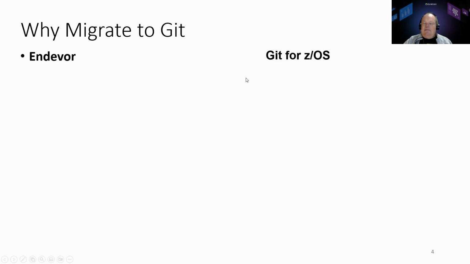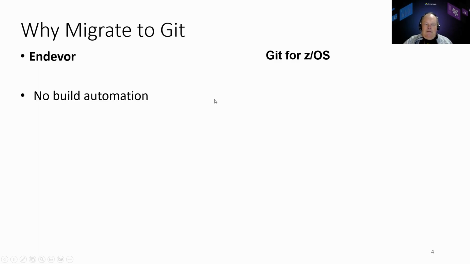So what we found was Git for zOS, and Suba and I, sort of on the side, not as part of our real job, decided that we were going to take this and try to migrate our Endeavor and build environments to Git for zOS. Neither one of us had ever done anything like this before. We both worked with Git, but on different platforms.